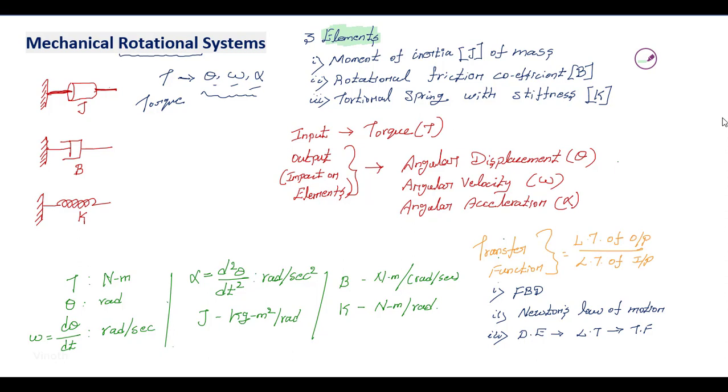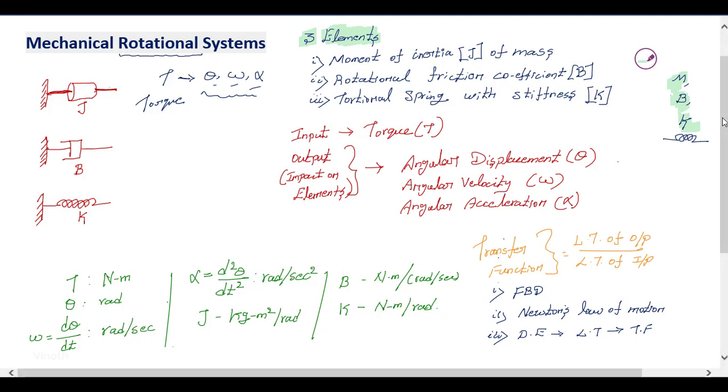are based on three ideal elements we consider in rotational systems. As we have already seen in mechanical translational systems, we take the mass to represent weight, the frictional effects are represented by the damper element, the dashpot, and for the stiffness we take the spring element. If you are new to this video, please go through the previous lecture to understand mechanical translational systems.